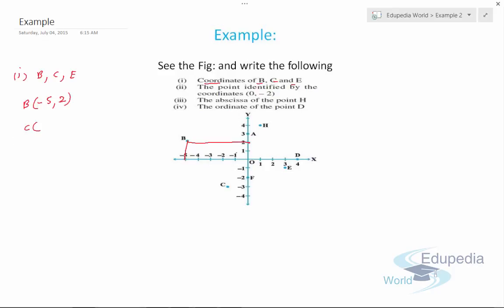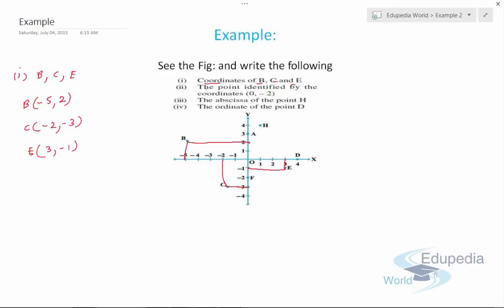For C we can clearly see that it is a point over here, so the x part is -2 and y part is -3. For E the point is here, so we can clearly see that its x part will be 3 and y part will be -1.